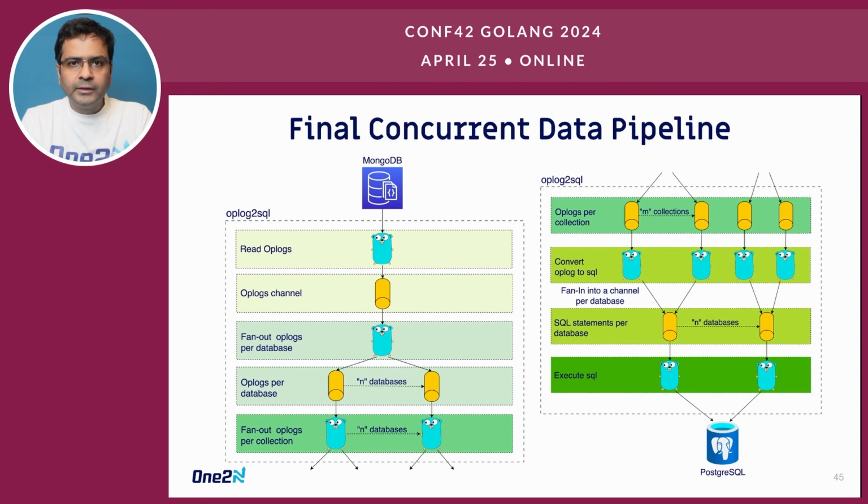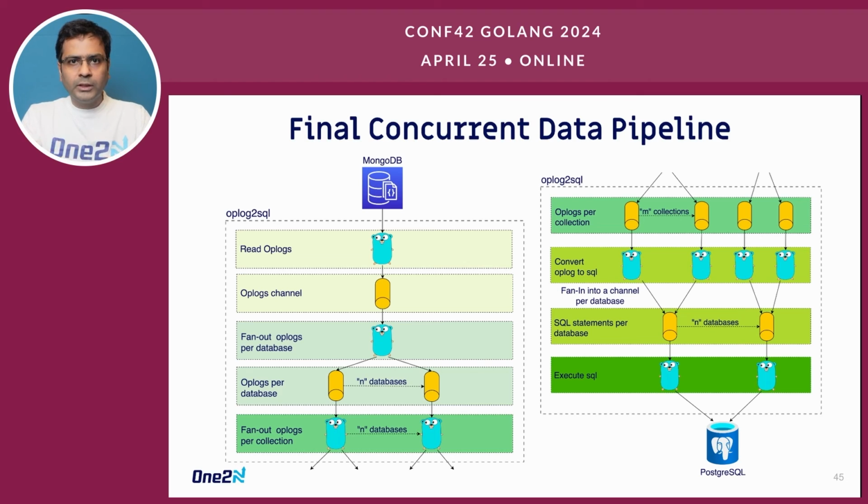So this is what our final concurrent data pipeline looks like. We're reading those from Mongo. We are fanning out into n number of goroutines, one for each database. For each of them, we are fanning them out again into m number of collections and m number of goroutines, one for each database collection combination. Ultimately, then we fan in again.